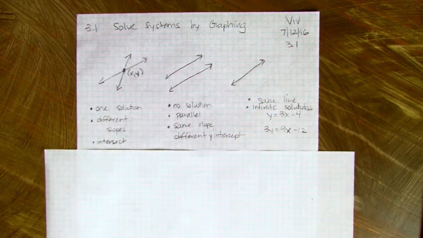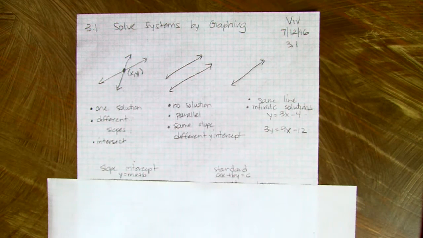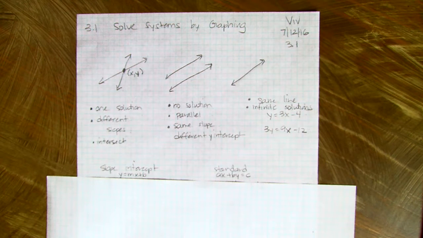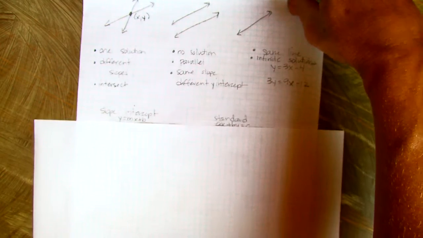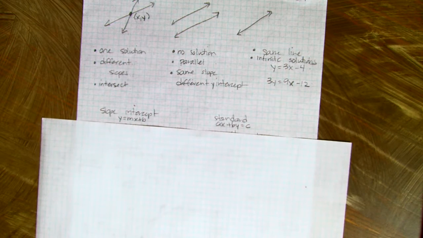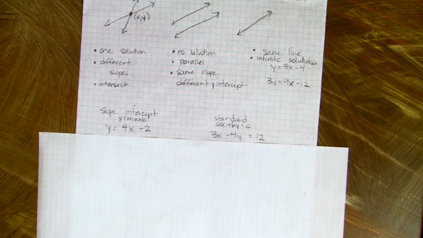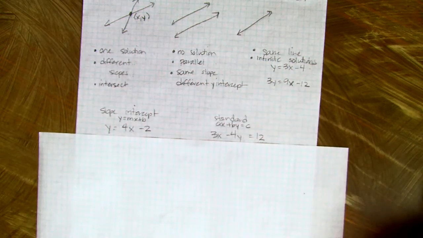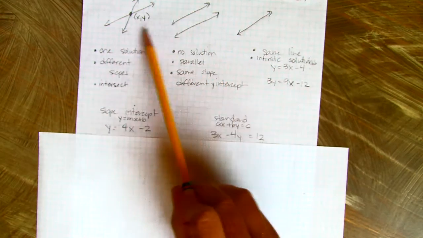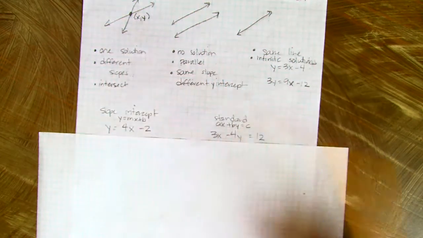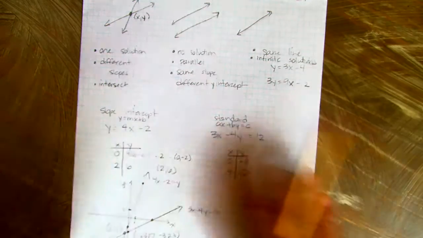In this section, you're going to be working with two familiar forms of linear equations. You have the slope-intercept form, y equals mx plus b, and the standard form, ax plus by equals c. They might look something like y equals 4x minus 2, or 3x minus 4y equals 12. So we're solving systems by graphing. We're trying to first see if they have an intersection and then determine what that intersection is.